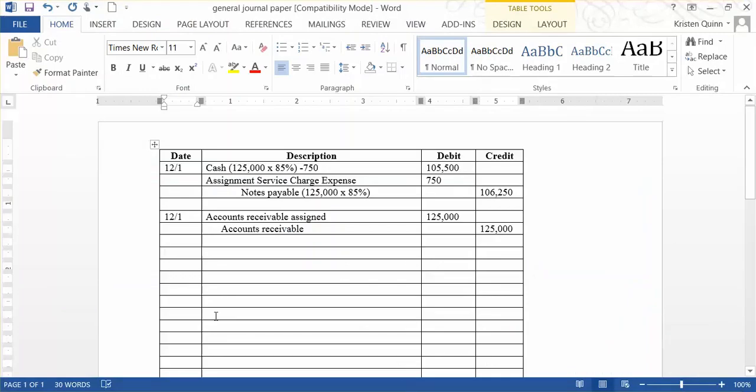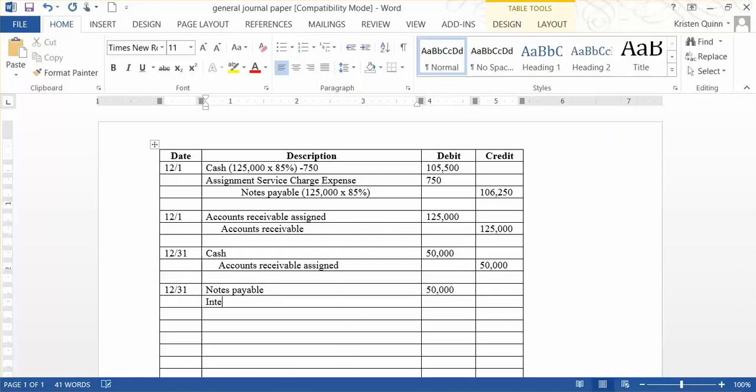The first is that we have to record that we are actually collecting cash. So we are receiving $50,000 cash, and we are collecting it based on those accounts receivable that have been assigned of $50,000. We now need to use that $50,000 to pay off our notes payable, or a portion of our notes payable. So that full $50,000.